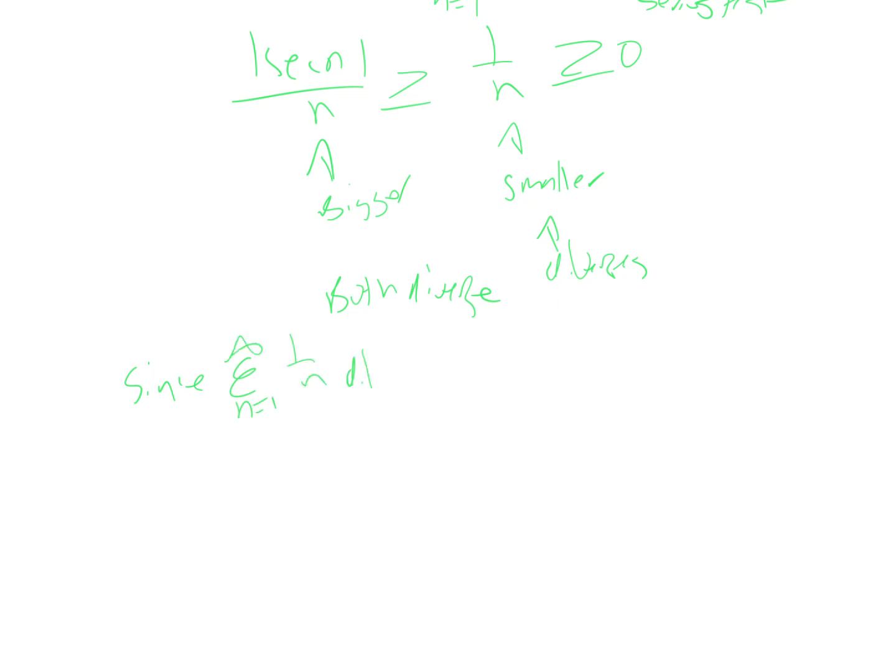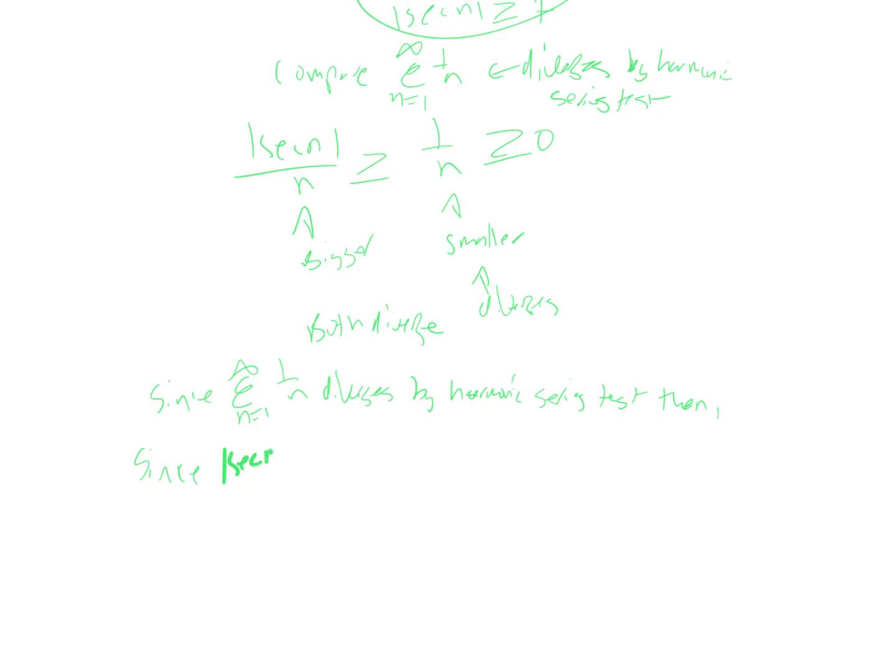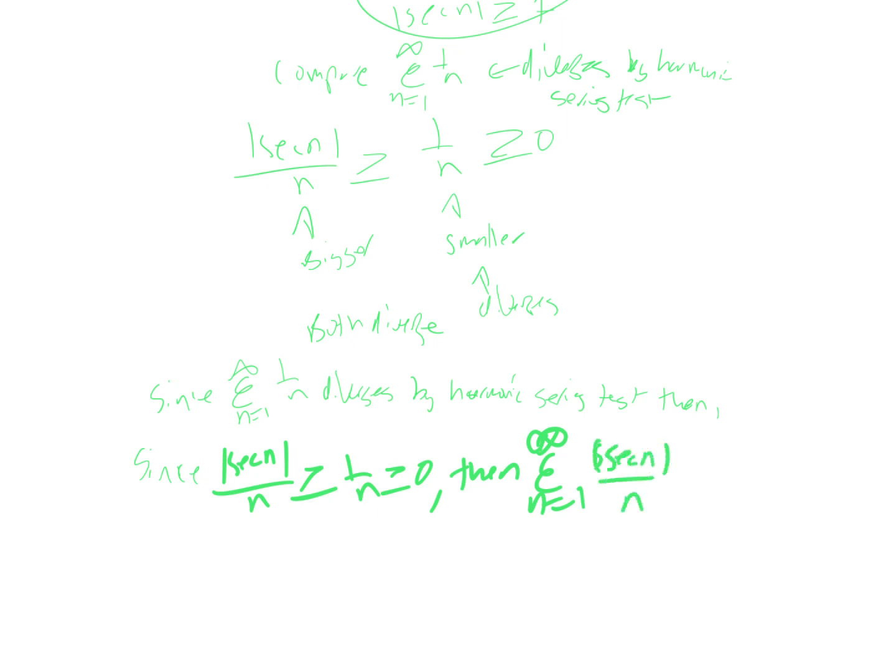over n diverges by the harmonic series test, then since the absolute value of secant of n over n is greater than or equal to 1 over n, which is greater than or equal to 0, then the summation of the absolute value of secant of n over n also diverges by the direct comparison test.